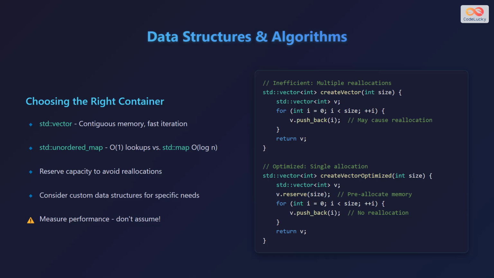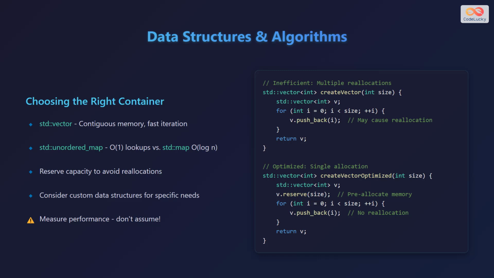When using std::vector, reserve capacity to avoid reallocations. Reallocations can be expensive, so it's best to avoid them when possible. Also, consider custom data structures for specific needs. Sometimes the standard data structures may not be the best fit for your specific problem, so consider creating your own.